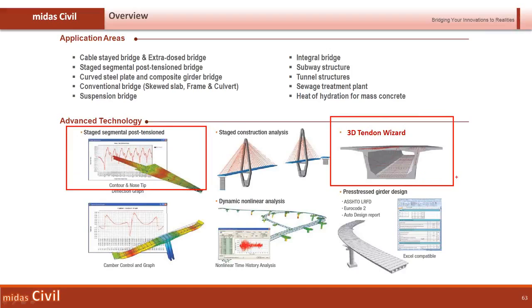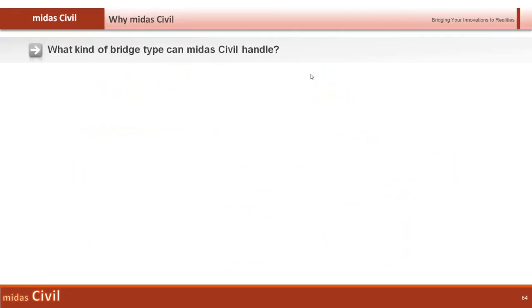Also we have got PSC girder design and the dynamic nonlinear analysis. So all these are the options available to the engineers. They have got all the analysis options. They have got all the kinds of bridges that can be done using Midas Civil. So what kind of bridges can Midas Civil handle?